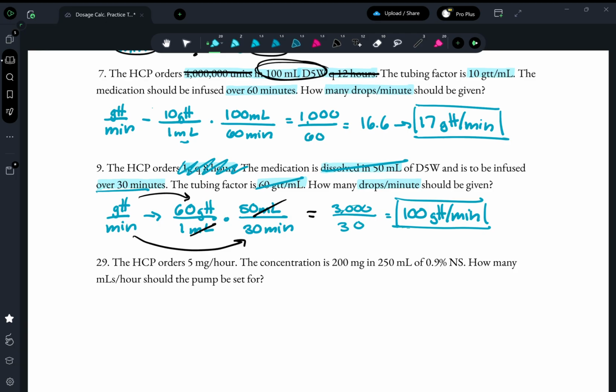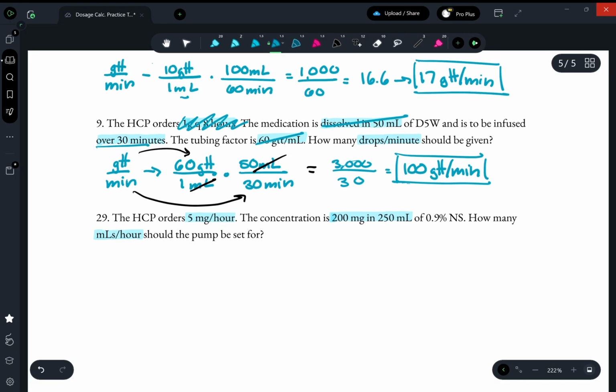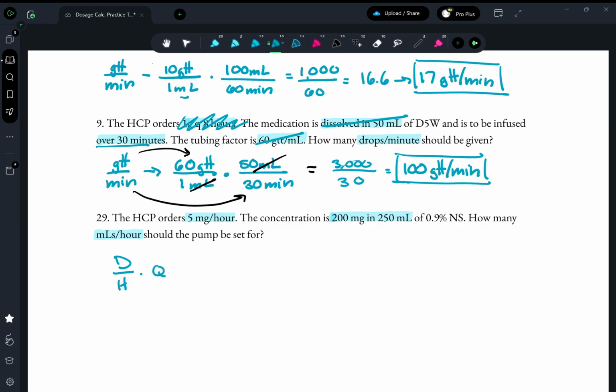So, we have 5 milligrams per hour. Our concentration is 200 milligrams in 250. How many mLs per hour are we going to set the pump? Now that we're back to easy math, we can just do desire over have times quantity. We know that we want 5 milligrams. We want it across an hour. We know that we have 250 mLs available with a total of 200 milligrams.